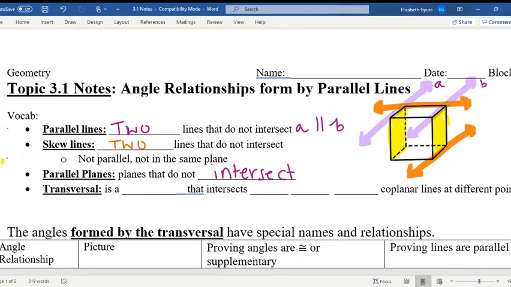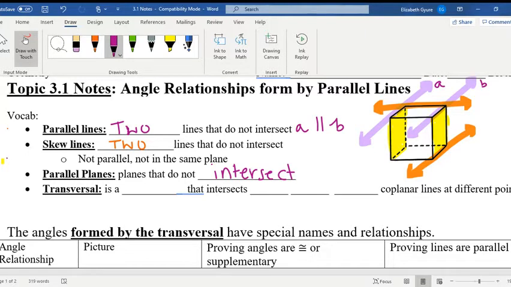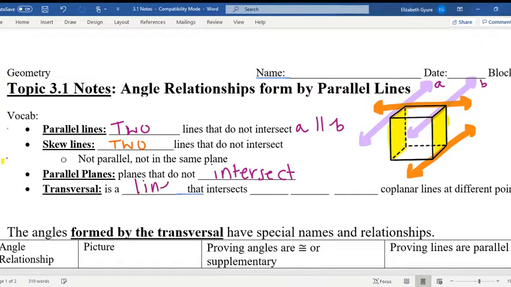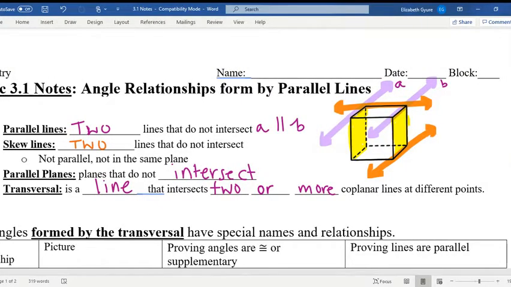Then our last vocab word for this part is called a transversal. A transversal is a line that intersects two or more coplanar lines at different points. Two or more coplanar lines at different points.